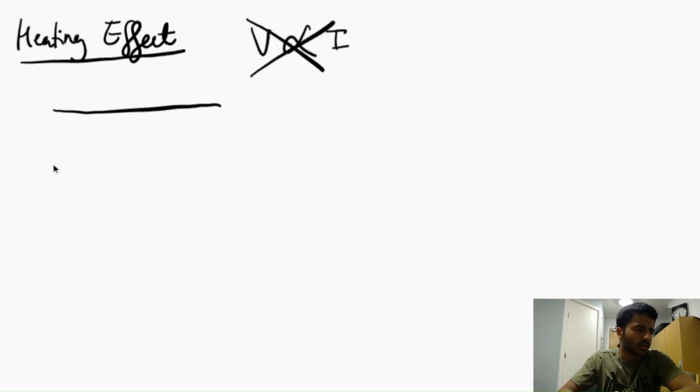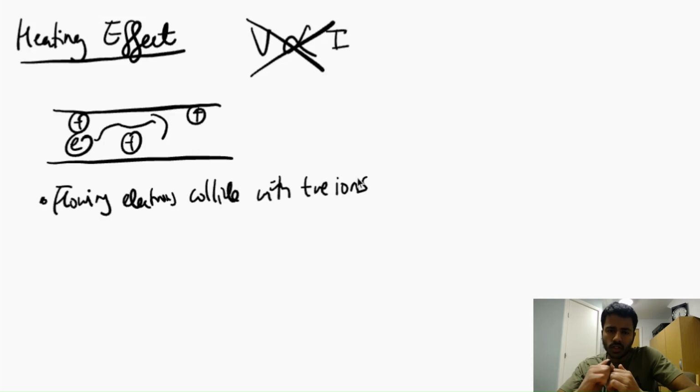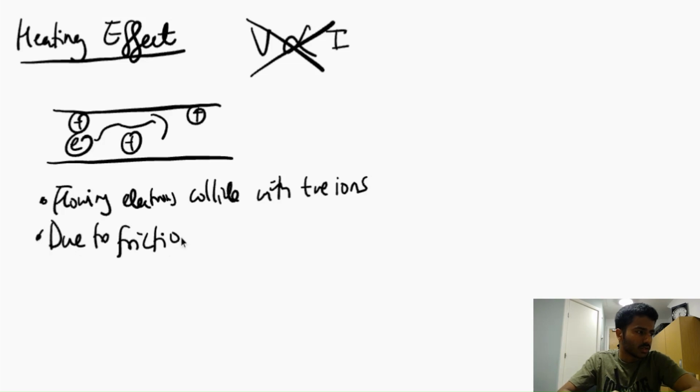We had this wire, and we had our positive ions in the wire and electrons flowing through the wire. And we talked about how when the electrons flow, they collide with the positive ions. And that's what the resistance in the circuit is. They rub on each other. And when they collide or when they hit, there's obviously going to be friction between the positive ions and the electrons. So therefore, due to friction, heat energy is released.